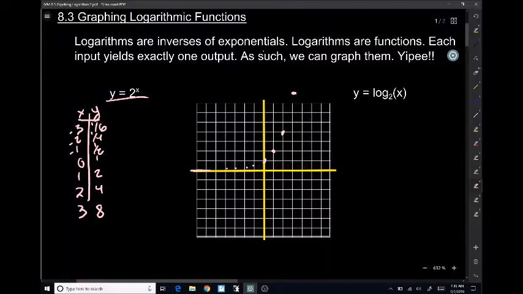Here's this asymptote that we've seen before. The graph is growing exponentially, has a y-intercept at the point 0, 1. Beautiful. This is an exponential growth function.